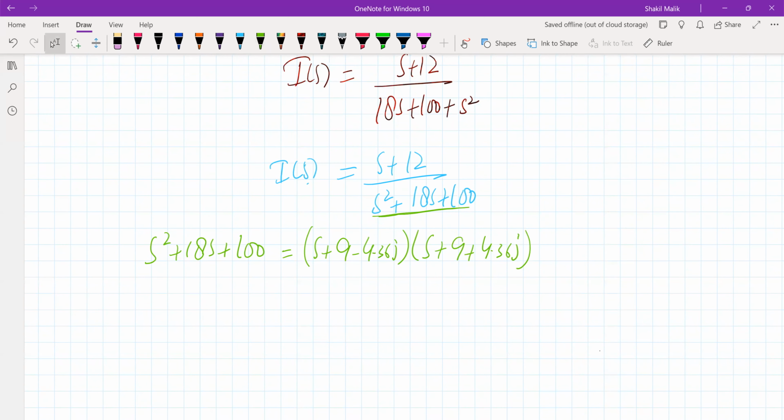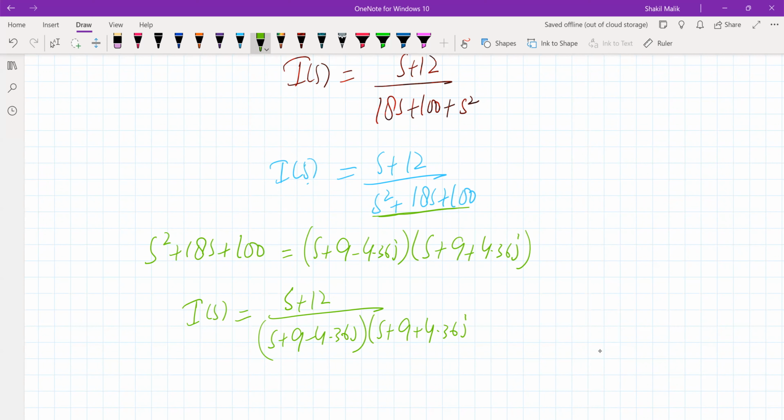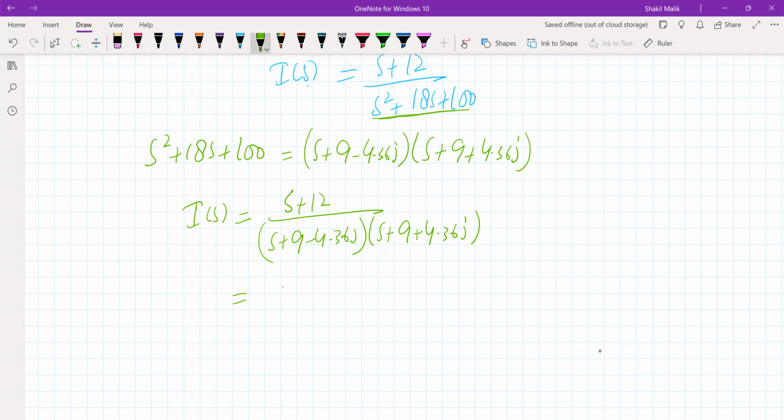Now, if the roots are complex and you know that, we can write the solution directly here. We don't need to find the values of A1 and A2 if we use partial fraction expansion. If we do the partial fraction expansion, what we have to write is A1 divided by S plus 9 minus 4.36j plus A2 divided by S plus 9 plus 4.36j. So we can find the values of A1 and A2 and then write the inverse Laplace transform. That's what we did in the previous class.